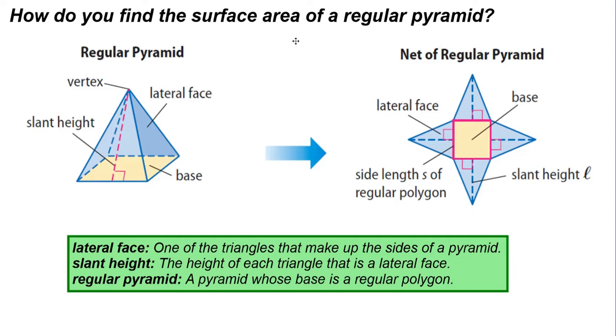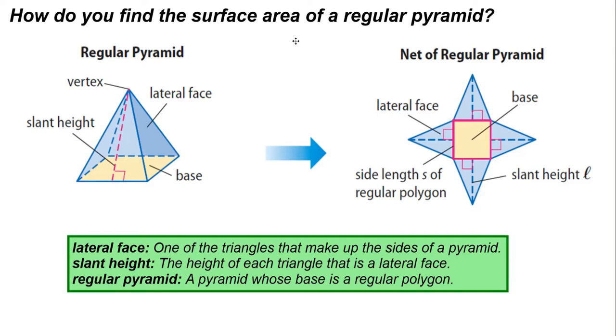So recall, a regular pyramid is a pyramid whose base is a regular polygon. Basically, all the sides of the base are going to be the same length. So we're talking about squares or equilateral triangles here, shapes that are all the same size on the base. So our regular pyramid is going to have some parts here. It's going to have one base, and then it's going to have what we call the lateral face. A lateral face is one of the triangles that make up the sides of the pyramid.